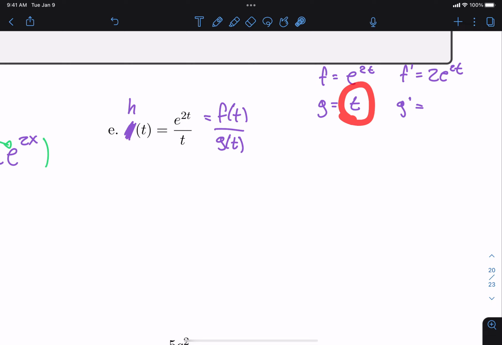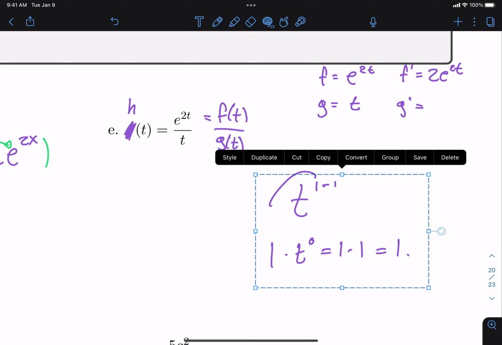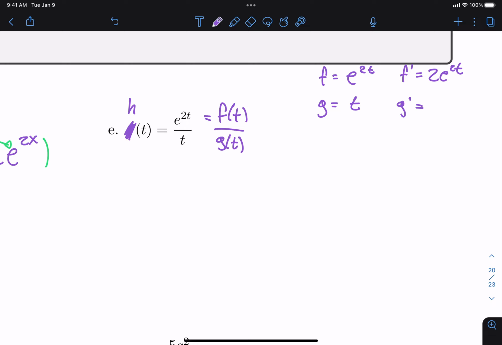Yeah, 1. You can see that in two ways. First of all, this is a linear function. The derivative of a linear function is the slope of that function, which is the identity function, is just 1. The second way is you can think of it as t to the 1, where you take the 1 down and you take away 1, and you would get 1 times t to the 0, which would be 1 times 1, which would be 1. That's the other way you can see it. All right, so g prime is just 1.